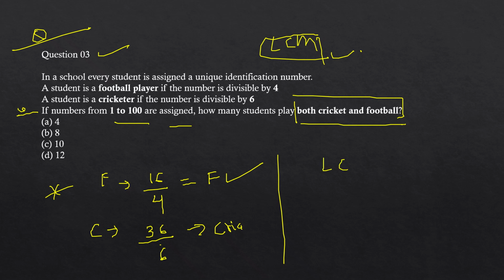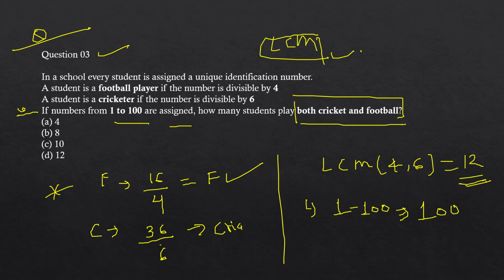So we will take the LCM of 4 and 6, and we will get 12. Now from 1 to 100, we will divide by 12 and without taking any remainder, we will get 8. So 8 will be our answer.